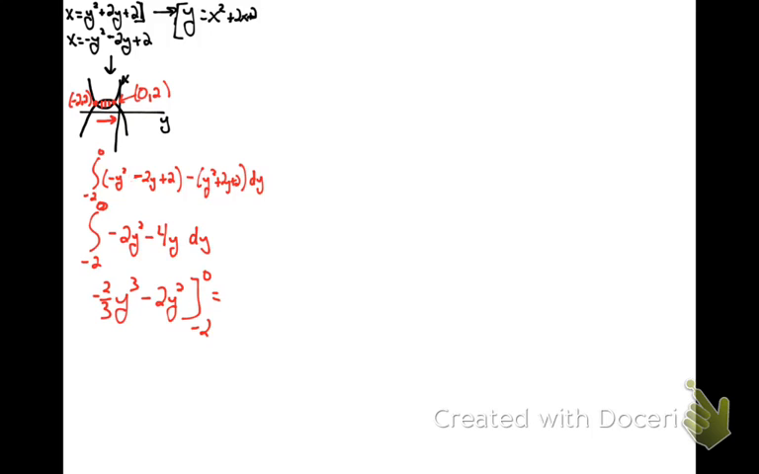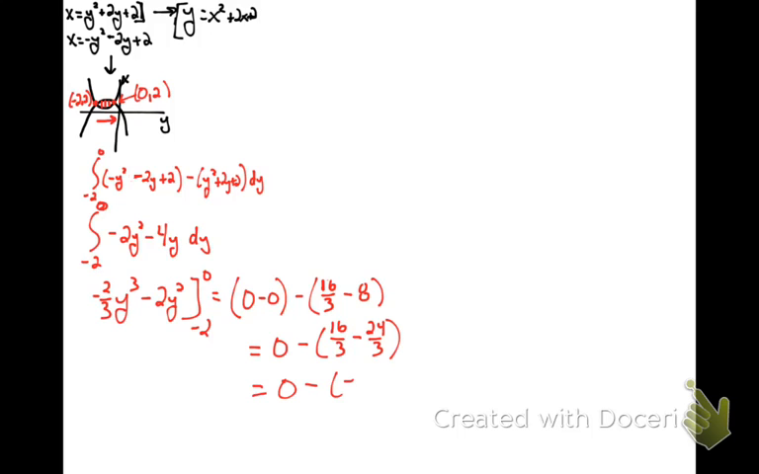And when you input the limits of integration, you will end up with an area of 8/3, because when you plug in 0, you will get 0 minus 0, minus, when you plug in negative 2, this will be 16/3 minus 8, and that simplifies down to 0 minus 16/3 minus 24/3. 16/3 minus 24/3 is negative 8/3, and 0 minus that is positive 8/3.